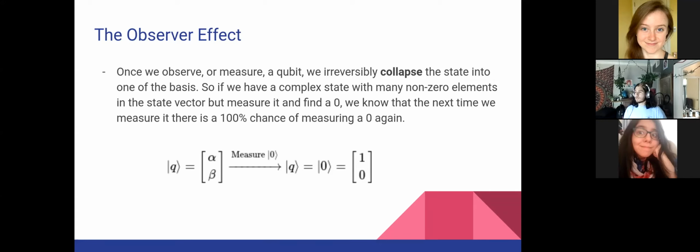And so we talk about collapse and the superposition not existing anymore, but mathematically what's happening is you're changing the vector to not contain the same information that it had, right? And so before, when this might have had 1 over the square root of 2 and i over the square root of 2, it now just has 1 and 0 if we measured 0 the first time, right?